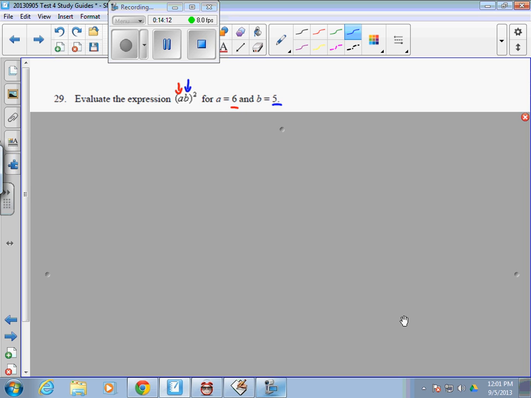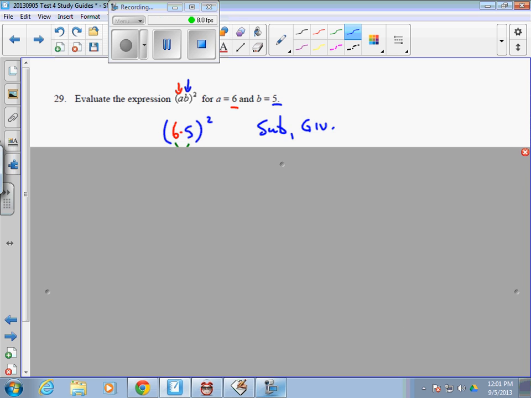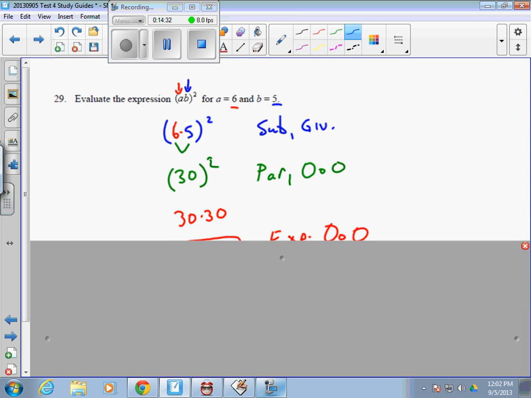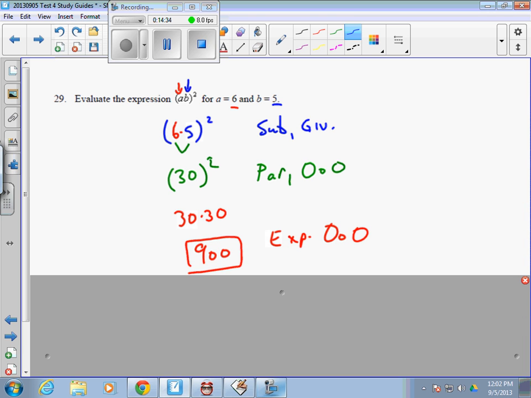Evaluate the expression (AB) squared when A is 6 and B is 5. Substitute in 6 in place of A and 5 in place of B. That's in parentheses, so before you do exponents, you have to multiply 6 times 5, substituting in given values. 6 times 5 is 30 squared. That's actually doing what's in parentheses to get 6 times 5. Then evaluate your exponents. 30 times 30 is 900.